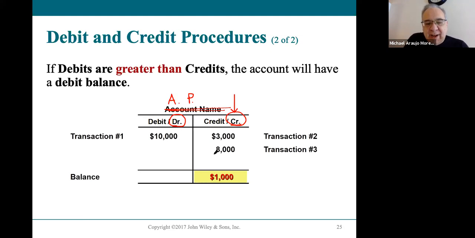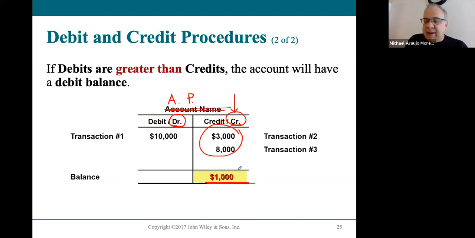Okay. So here we had $11,000 of credits in the accounts payable account, 10,000 of debits. So the credit side, there was 11,000. On the debit side, there was 10,000. So the credit side is larger than the debit side by $1,000. So the balance in this account would be a $1,000 credit balance, because this is on the credit side of the account. So that would be its balance.